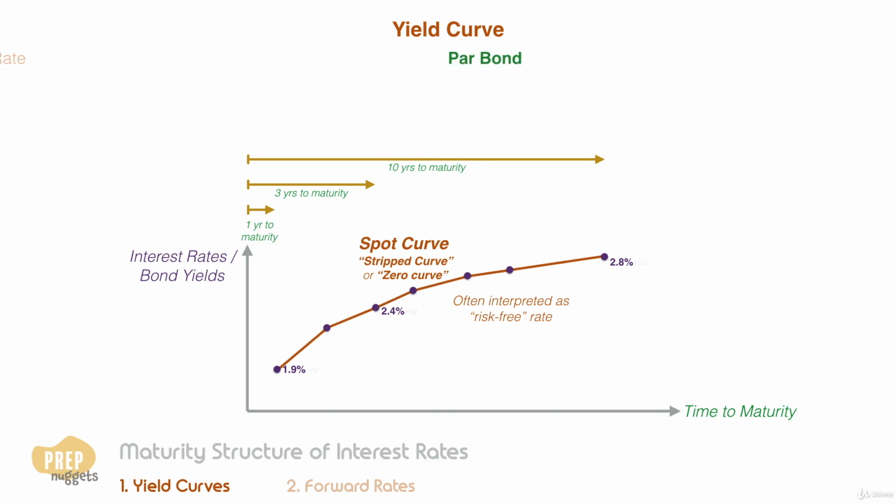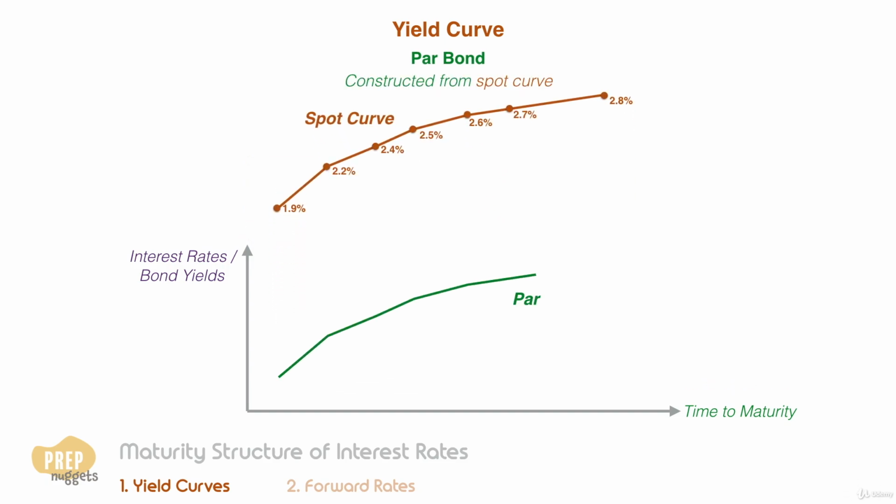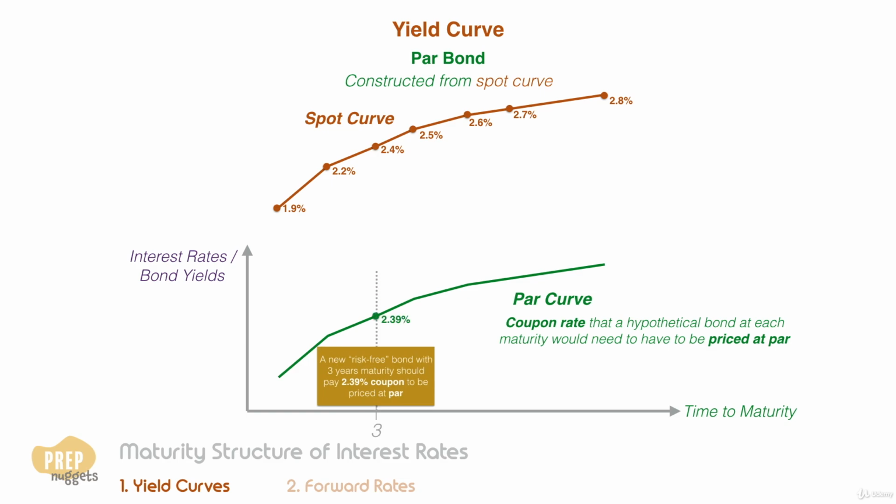A par bond yield curve or par curve is not calculated from yields on actual bonds. Rather, it is constructed from the spot curve. The yields reflect the coupon rate that a hypothetical bond at each maturity would need to have to be priced at par. What does this mean? For example, if the par bond yield at 3 years is 2.39%, the appropriate coupon rate for a new risk-free issue which is priced at par would be 2.39%. How do we derive this 2.39% from the spot curve?